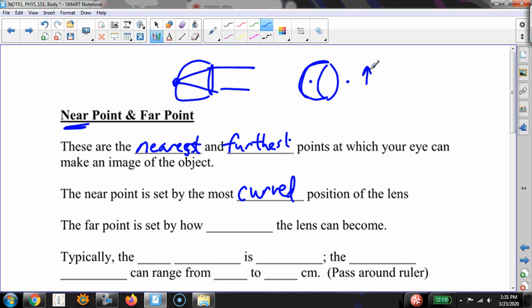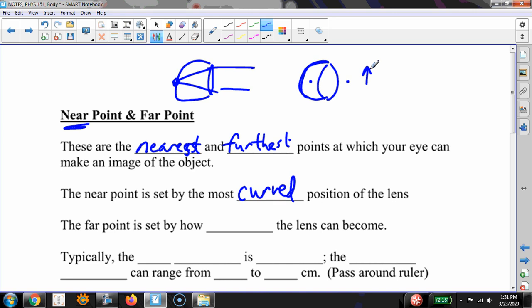There's a limit to how curved your lens can become. And so for you to look at things up close, try bringing your hand up close to your eye. There's a point where you just can't, your lens just doesn't curve anymore, the ciliary muscles are not strong enough, the lens isn't flexible enough, and so that image just goes fuzzy. That's different for different people.